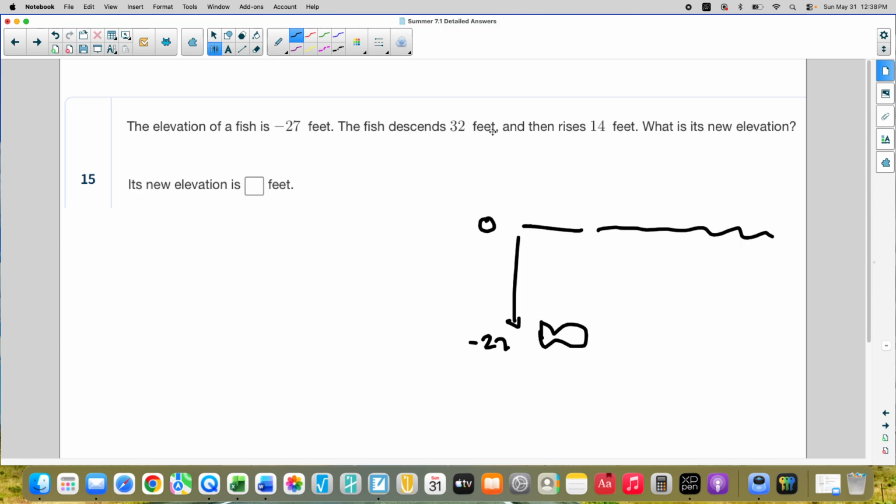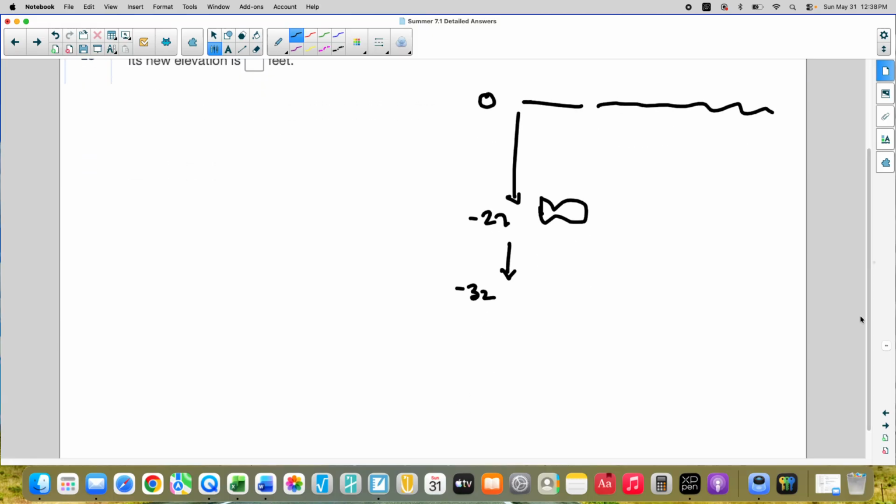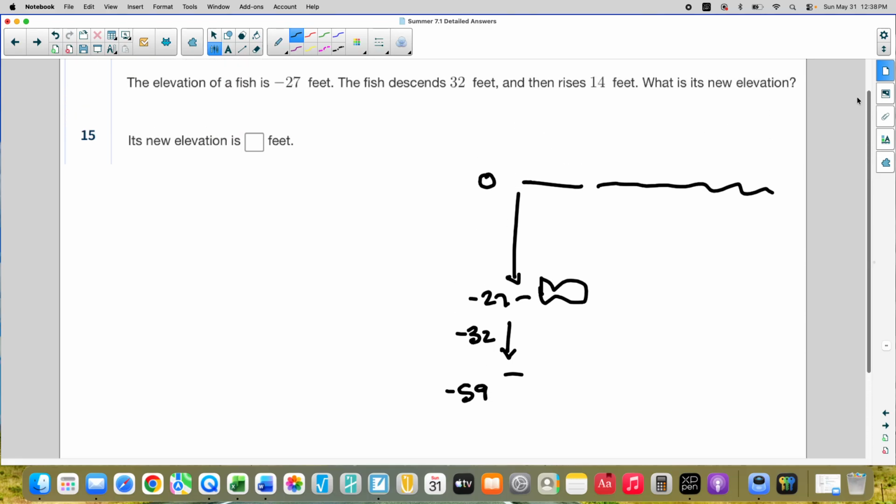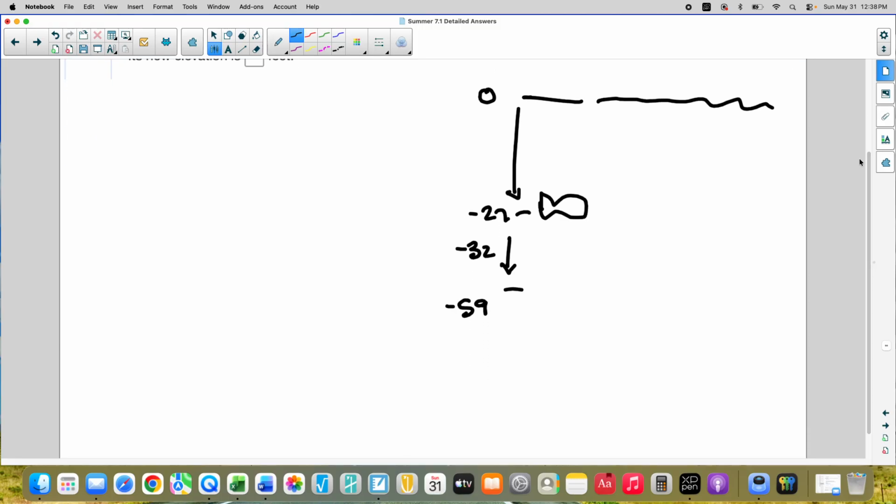And then it descends 32 more feet. That's minus 32 more. And that distance would be negative 59 feet is where the fish is. And then it rises 14. Then it's going to go up 14 from negative 59. And that gives us negative 45.